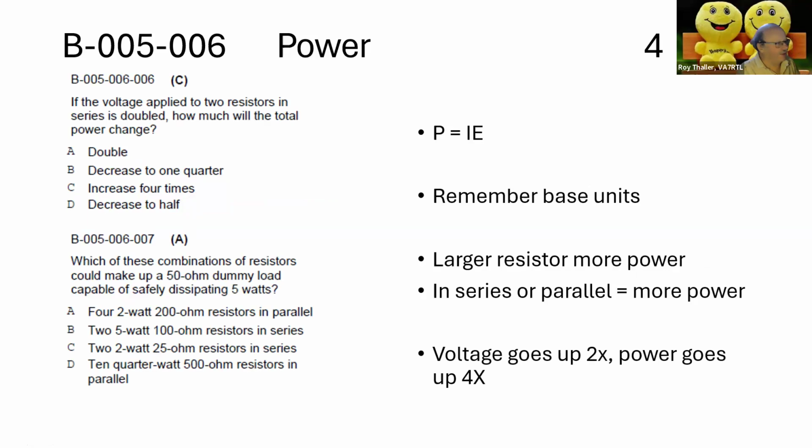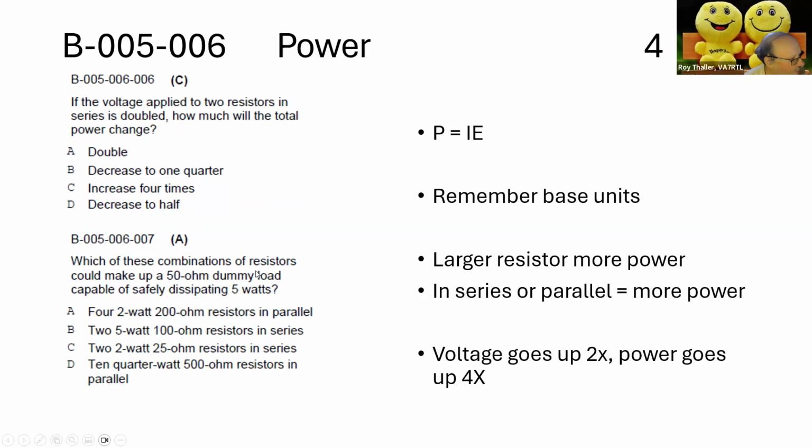If a voltage applied to two resistors in series is doubled, how much will the total power change? So this would be increased by 4 times. So because the voltage goes up 2 times, power goes up by 4 times.